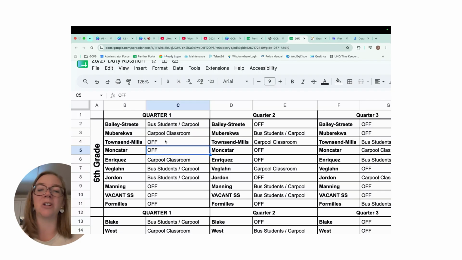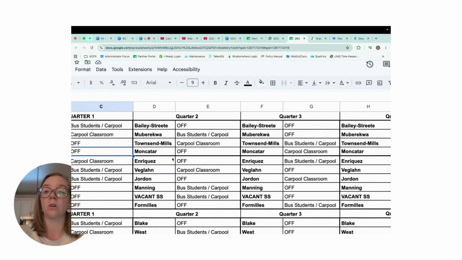And Ms. Monkatar would then be off. That means that they have their afternoons to run copies, do their lesson plans, get what they need to get done, still responsible to remain on campus until 4 o'clock. However, they won't have any student supervision responsibilities.